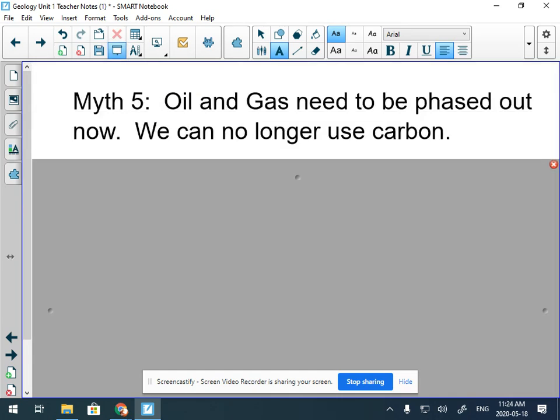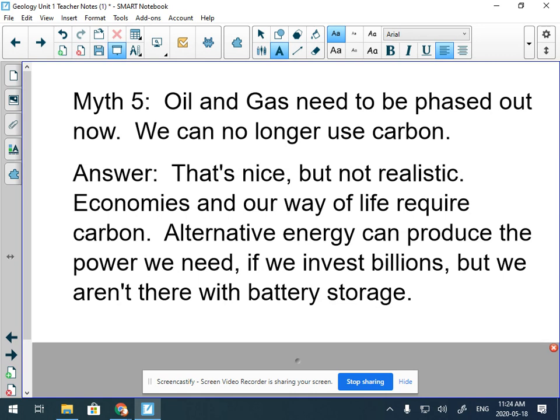Here's another myth. Oil and gas need to be phased out now. We can no longer use carbon. That's really frustrating. That's unfortunately idealistic and not true. It would be nice if we could just transition to alternative energy, and all of the people that had jobs in oil and gas and plastics could find jobs in the new industries. That's not going to happen.